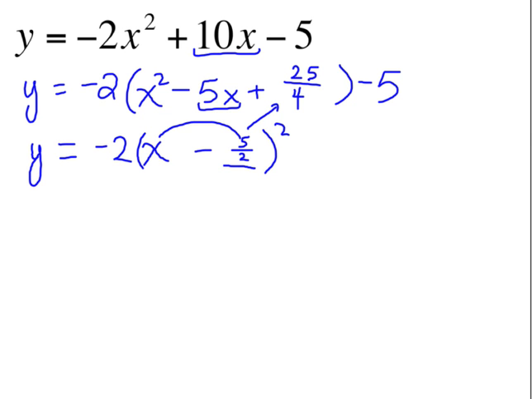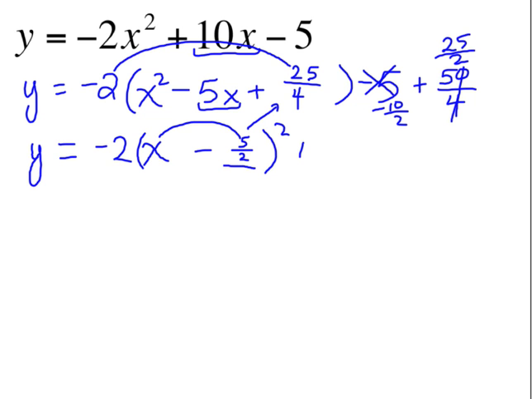Now I haven't added 25 fourths. I've actually subtracted 50 fourths. So to compensate for that, I'm going to add 50 fourths, because if I subtract 50 fourths and add 50 fourths, I'm really in the end adding nothing. Now 50 fourths is the same as 25 halves. Negative 5 is the same as negative 10 halves. So negative 10 halves plus 25 halves gives me 15 halves.